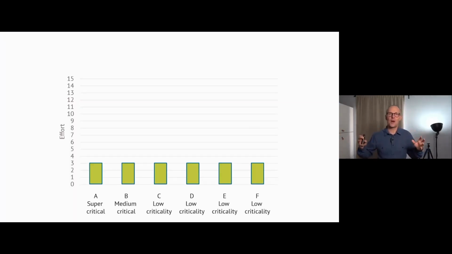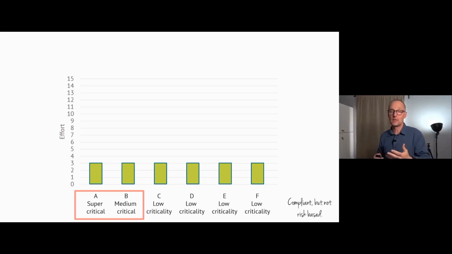So let's say that you have 6 requirements, A to F, and you say, okay, we're going to spend X number of units, or in this case, 3 units of work on each requirement or part. And then you look at it a little bit more and say, look, what about that? We have requirement A, super critical, requirement B, medium, and the rest are really low criticality. What should we do about that? It seems like a smart idea to focus on A and B, right? And this setup would be compliant, but it's not particularly risk-based. I mean, we're not focusing on the critical things. So let's try another approach.